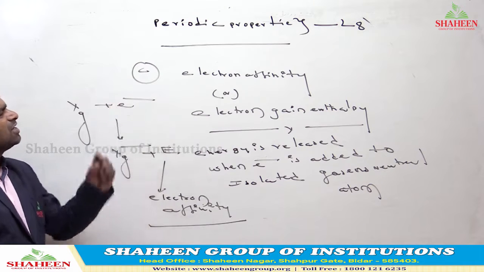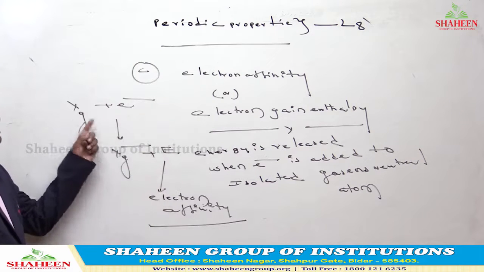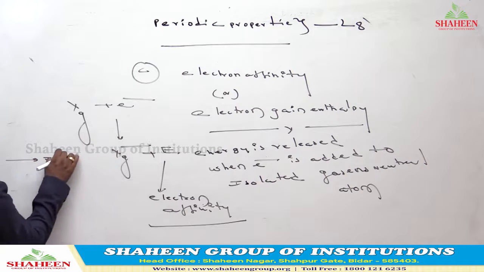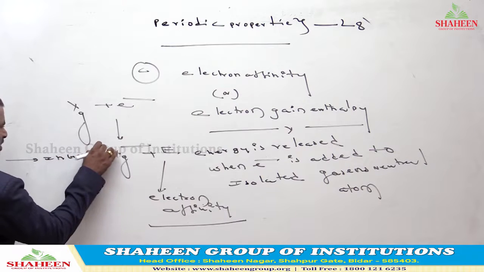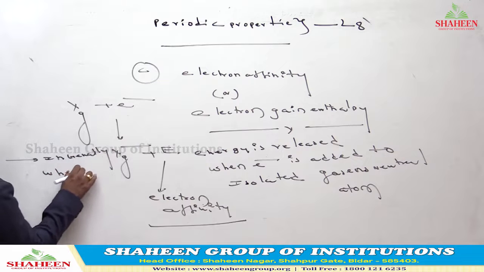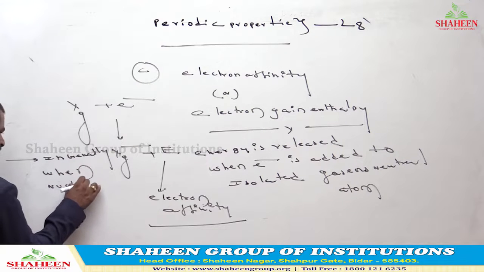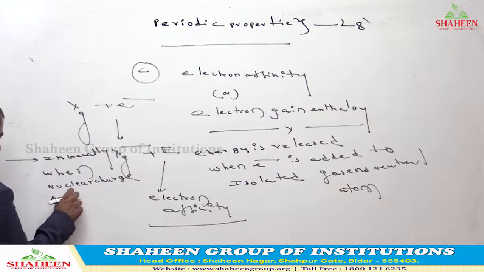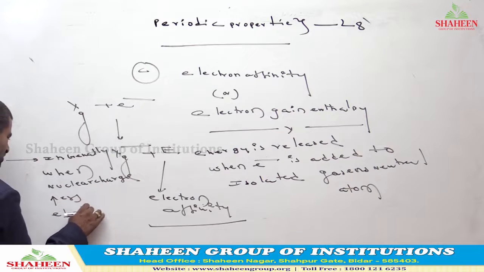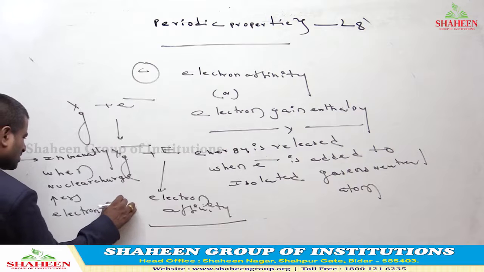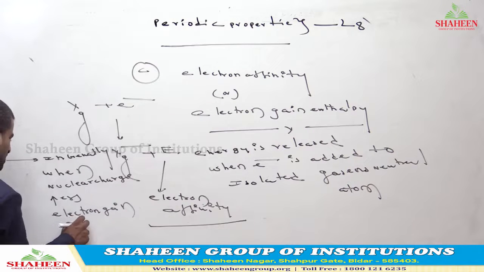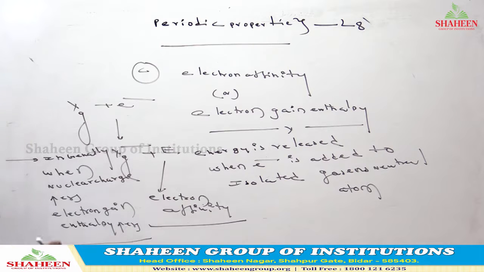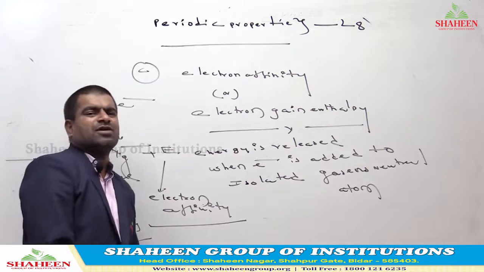This energy is called what? Electron affinity. If nuclear charge increases, electron gain enthalpy also increases. In general, when nuclear charge increases, electron gain enthalpy increases. Nuclear charge increases, electron gain enthalpy increases.